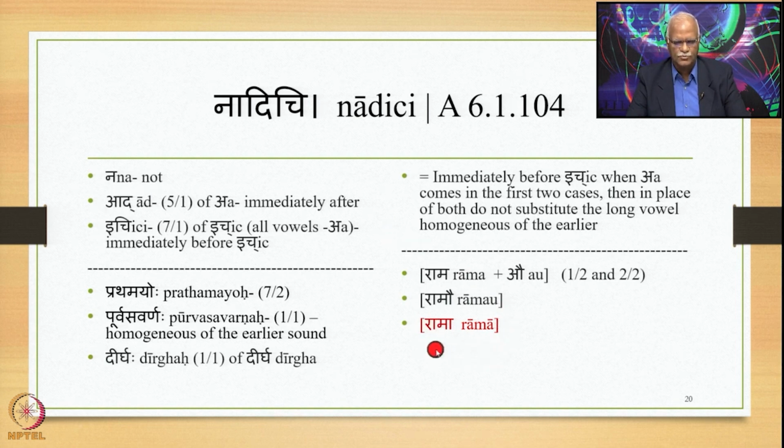But this sutra negates this and says that in place of both of them, don't do the Purva Savarna Dirgha, rather continue with the normal sandhi, and then we substitute Vriddhi in place of both, and so we have the form Ramau as the finally derived output.